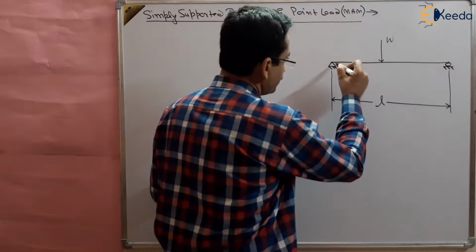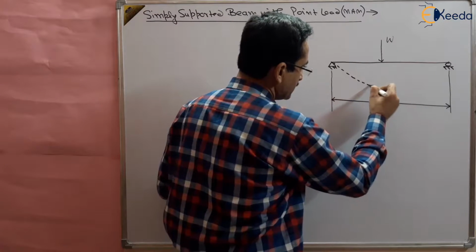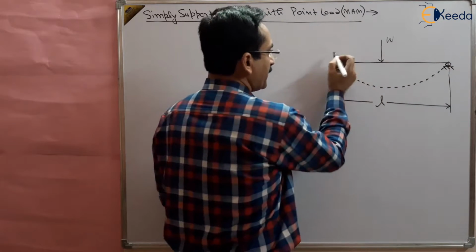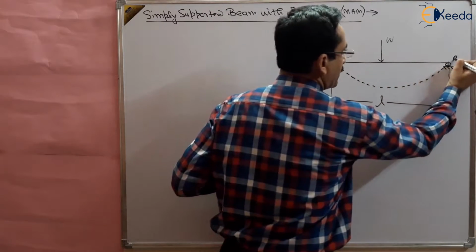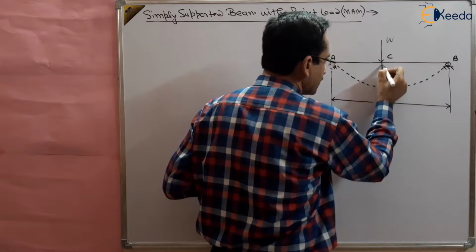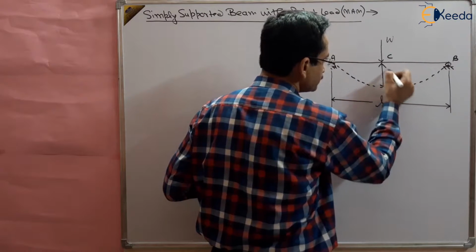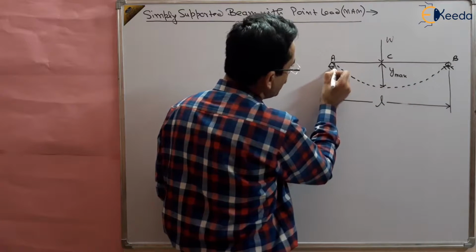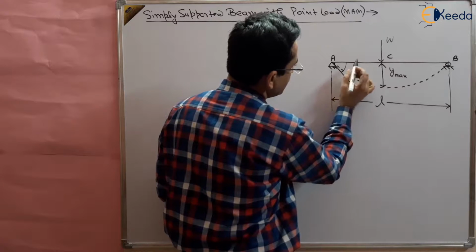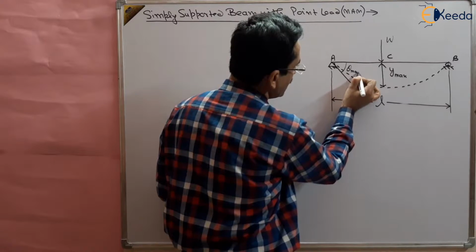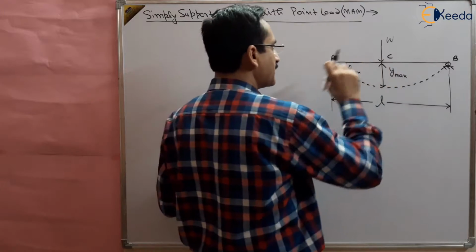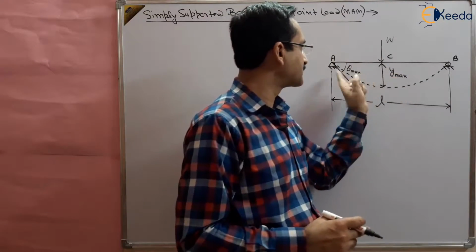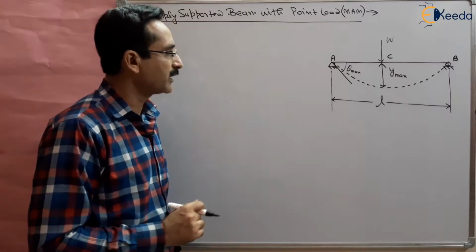So we know that the elastic curve for this type of beam is like this, and the maximum deflection will be at the center, y max, and maximum slope will be at the supports. Suppose here this is theta a or theta max, right? So maximum deflection is here and maximum slope is here, and we want to find out both things, right?